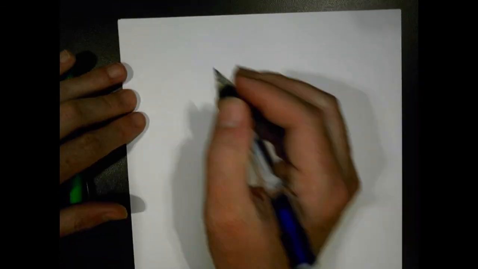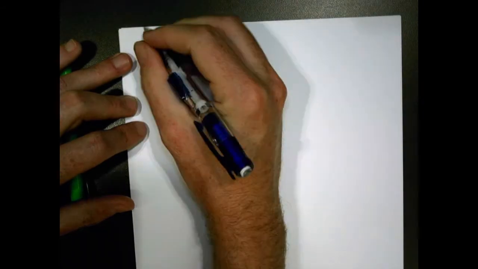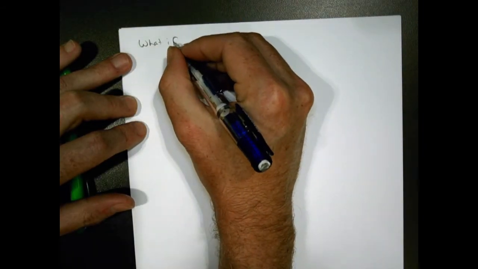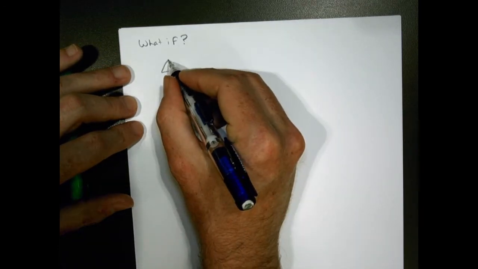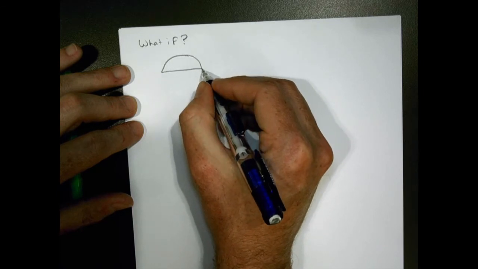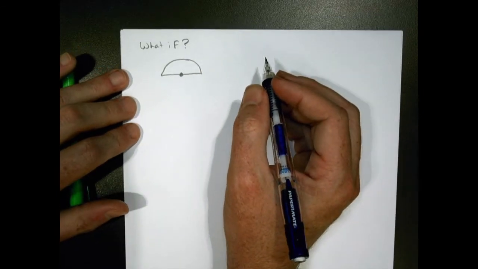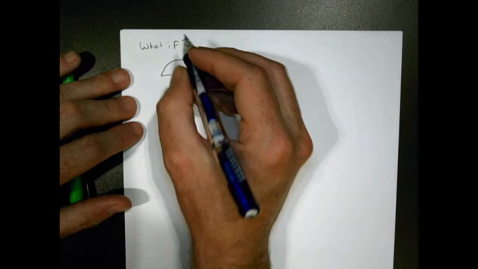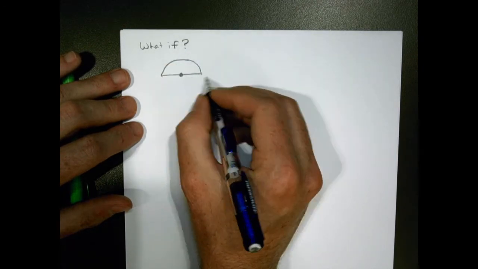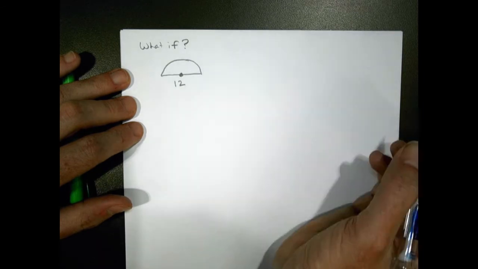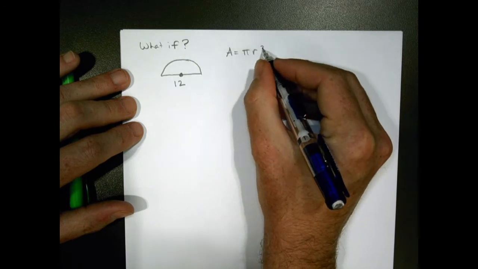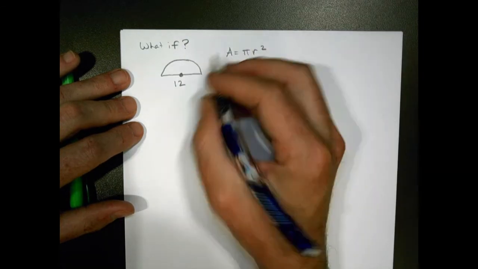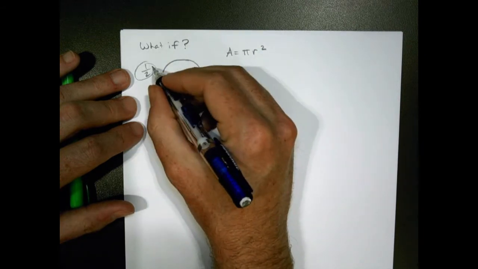Now the next thing we do with circles is we say, well, what if you only had part of a circle? We might call that a semicircle like this. Well, now what am I going to do? If I'm sitting here with half of a circle, and I know that the diameter is 12, well, the area of a circle is pi r squared. But now I'm talking about only having half of that circle, right? I'm only dealing with half of it.